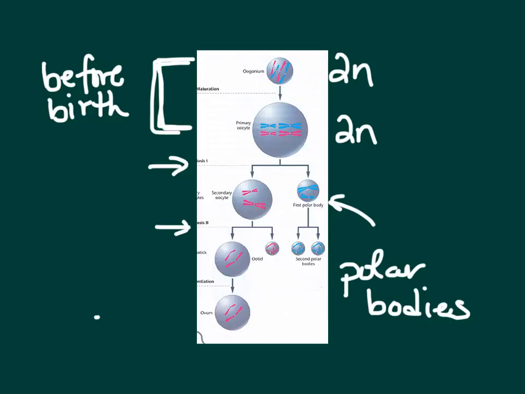So that's essentially gametogenesis, the creation of sperm or eggs, depending whether the individual is male or female. It happens at different times and in slightly different ways, but the nuclear material is going to divide the same either way based on what you already know about meiosis.